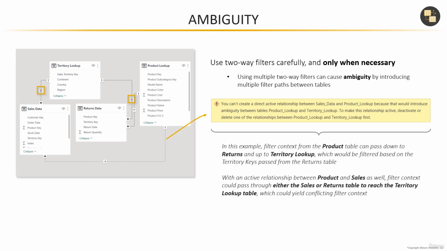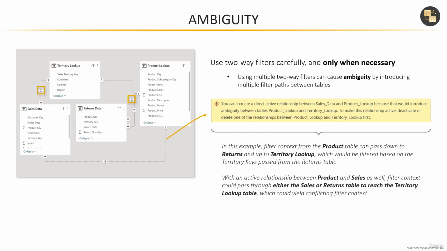that if we had both of these relationships active, we could pass filter context from the product lookup table through the returns table up to the territory lookup through that two-way filter, and we could also pass filter context from product lookup down through the sales table and back up to the territory lookup that way, because we have a bidirectional filter there as well. And the problem is that this could potentially create two different conflicting sets of filter context, both passing to the territory lookup table simultaneously.